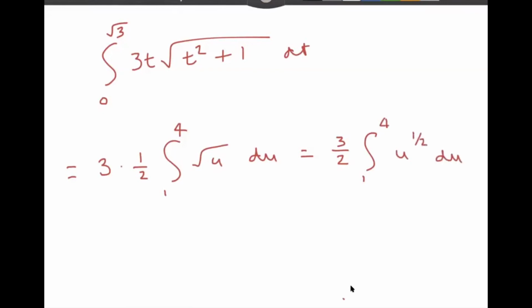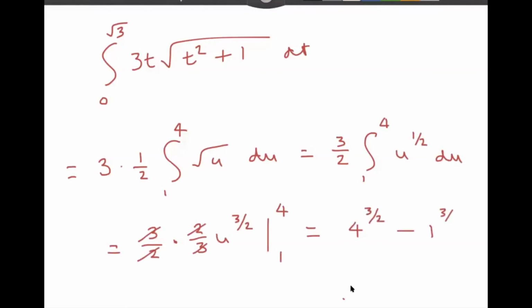So we'll use good old-fashioned backwards power rule. Oh, this works out beautifully, doesn't it? The integral of u to the 1/2 is 2/3 u to the 3/2. So we're going to plug in 4, plug in 1. All right, so the length of this curve is 4 to the 3/2 minus 1 to the 3/2. 4 to the 3/2 is 8. 1 to the 3/2 is 1. The length of this curve from t equals 0 to t equals the square root of 3 is exactly 7.